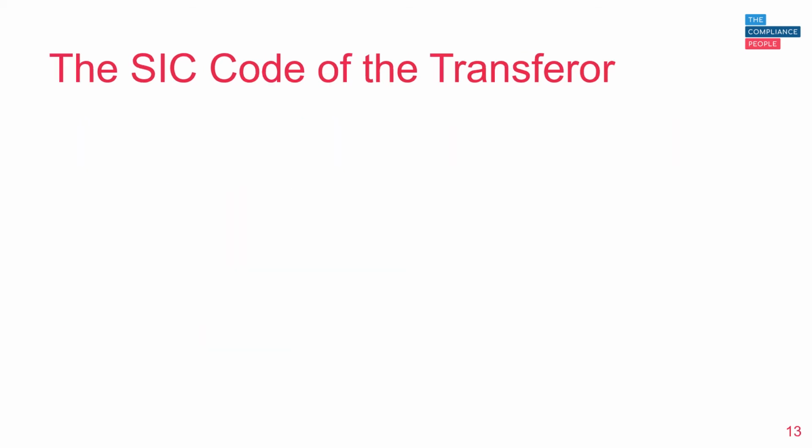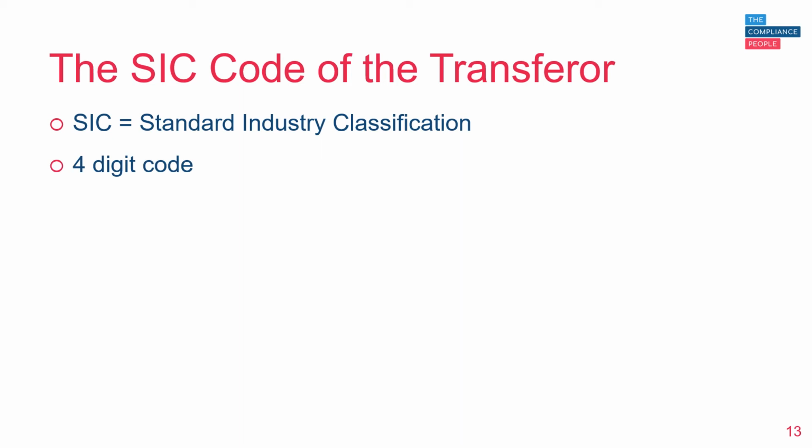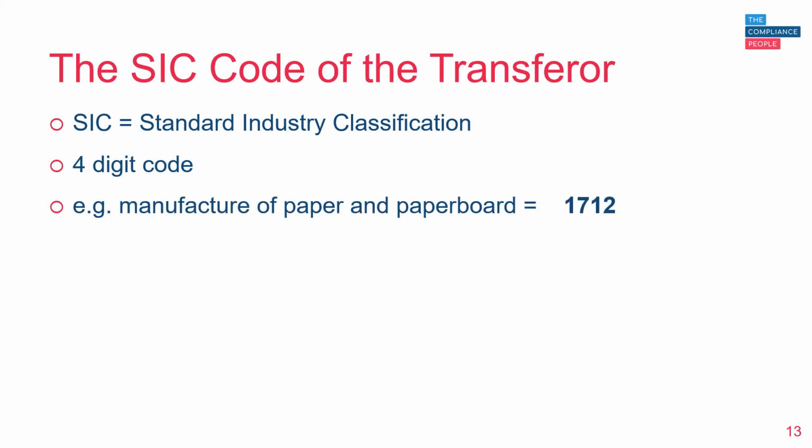So in this slide, we're going to talk a bit more about what SIC codes actually are. They're referred to a lot when talking about waste transfer notes. SIC stands for Standard Industry Classification. It's a 4-digit code, which is basically a system of classifying industries, and it's used for financial and business administration. An example of a SIC code is 1712 for a site that manufactures paperboard. You might also see it written as 17.12.2, which is the old version, and it doesn't matter which way around it is, both are fine.